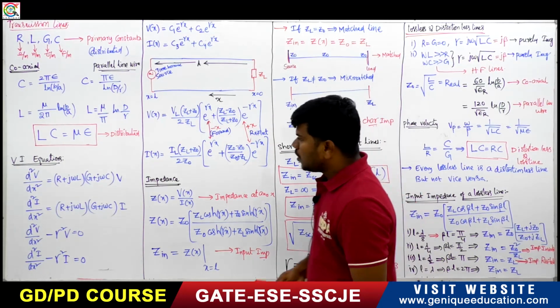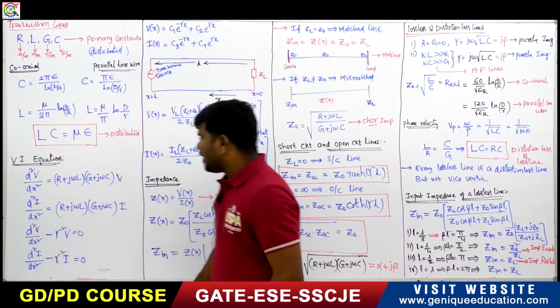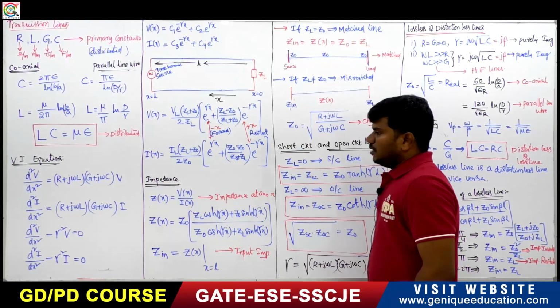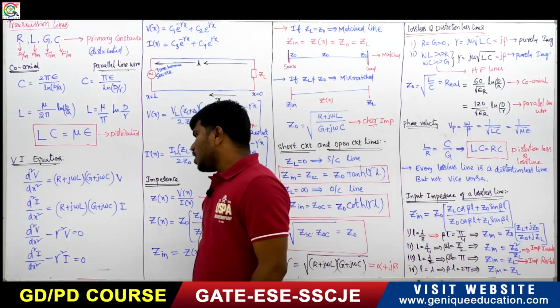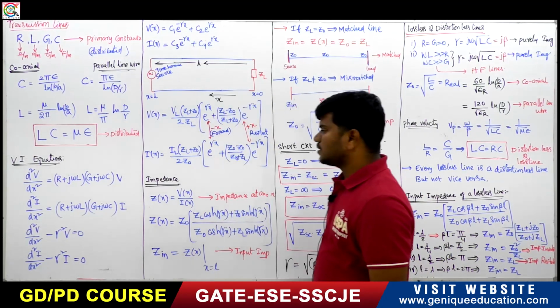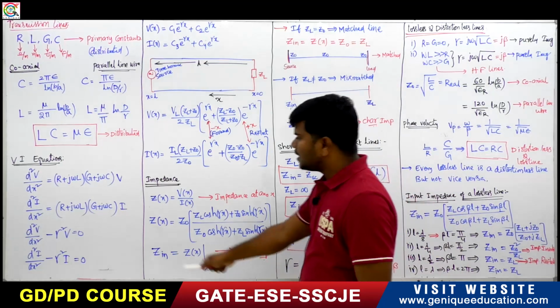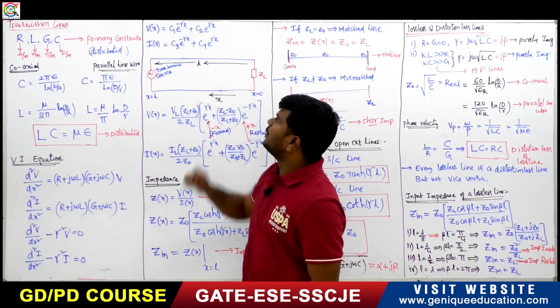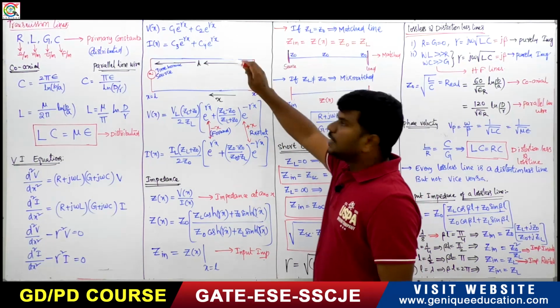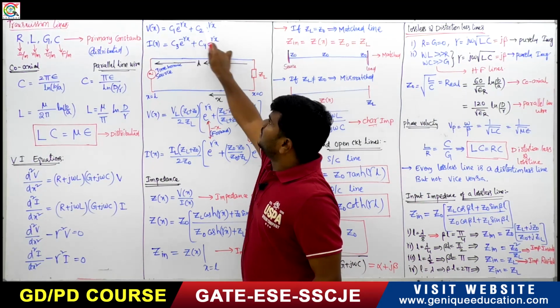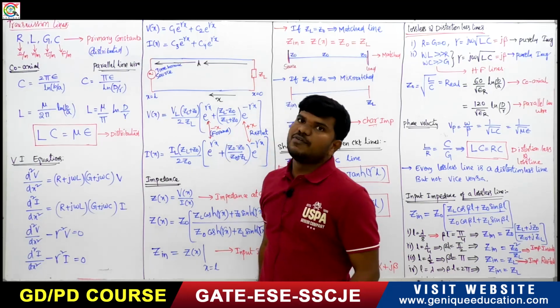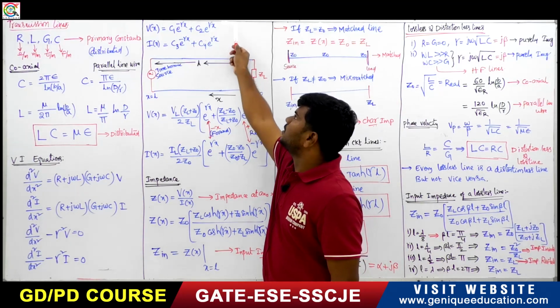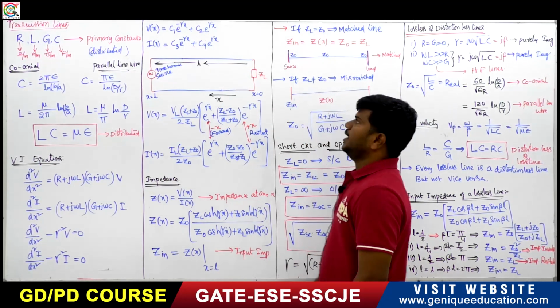So this is ∂²V/∂x² minus γ²V equals 0, and ∂²I/∂x² minus γ²I equals 0. These are the two differential equations. If you solve these equations, you will get V(x) and I(x). Already you know it is the general solution for V(x) and I(x), because it is a differential equation. If you solve this, you will get this kind of expressions.